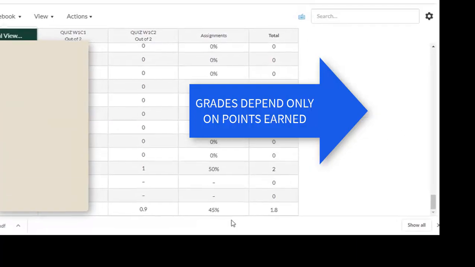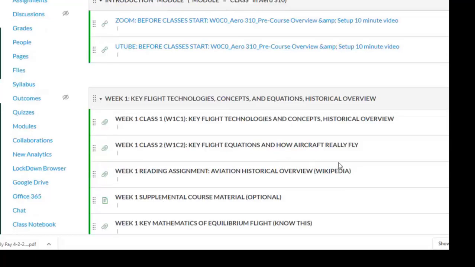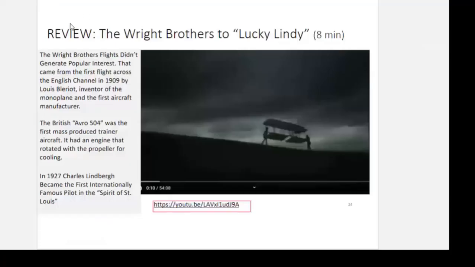If you want to see how it's organized, here's week 1, and then week 1 class 1, week 1 class 2. We're in week 1 class 1 right now. The reading assignment for each class or each module is what is written on the view graphs. That's your reading assignment. There is a video, and whenever the video has a URL, as it does here, what's in that video is testable.